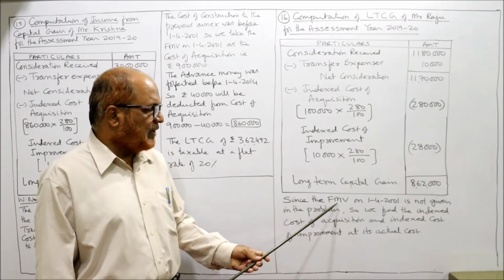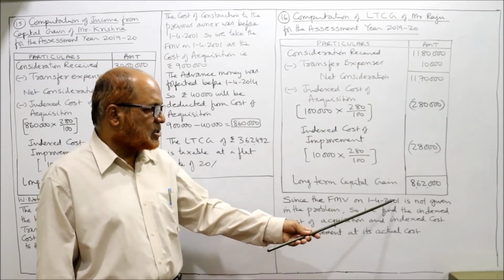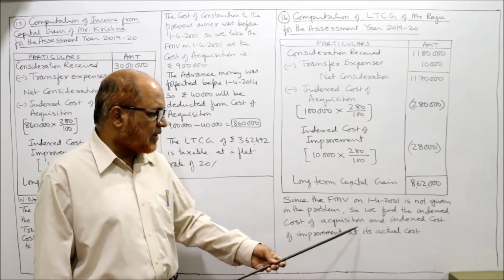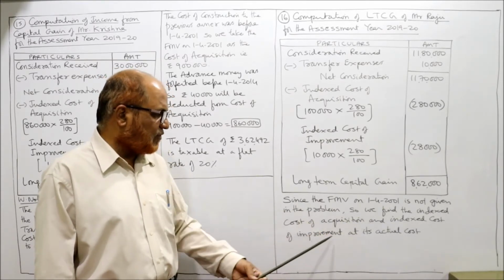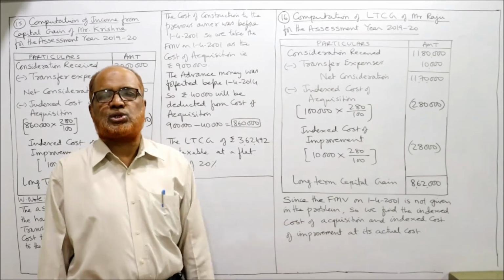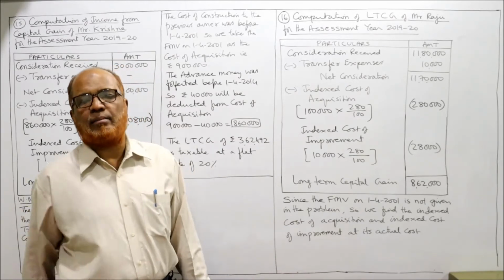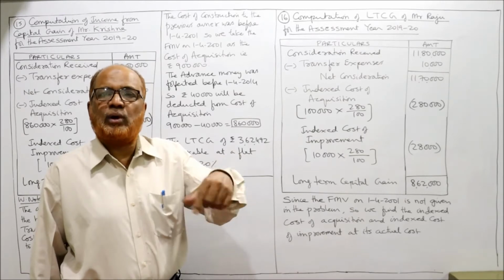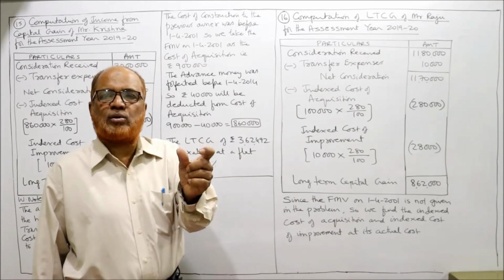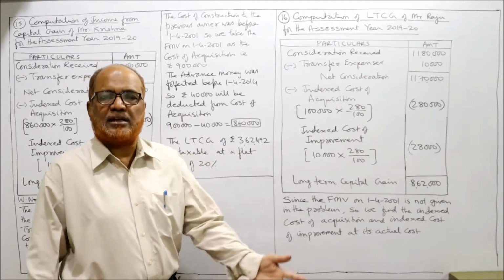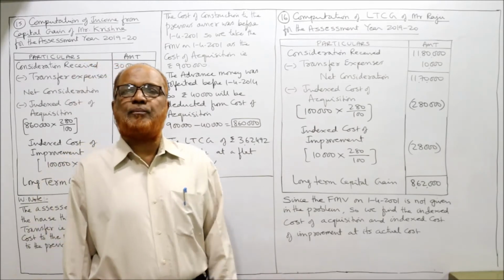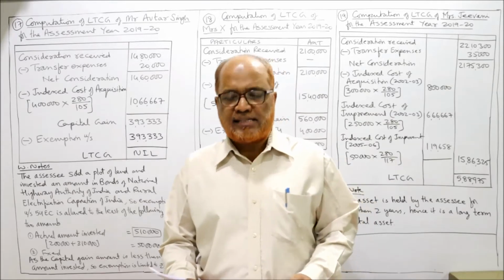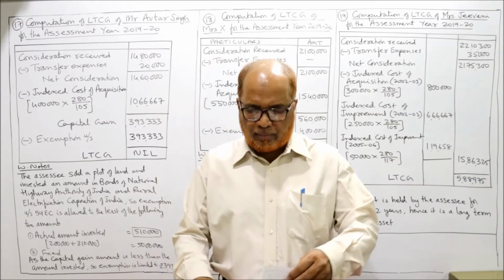Since the fair market value on 1/4/2001 is not given in the problem, we find the indexed cost of acquisition and indexed cost of improvement at actual cost, not at the fair market value. If the fair market value had been given, then we would have calculated the indexed cost of acquisition at FMV. That is the point. So this is the end of problem number 16. Now we'll start the 17th problem. See problem number 17.